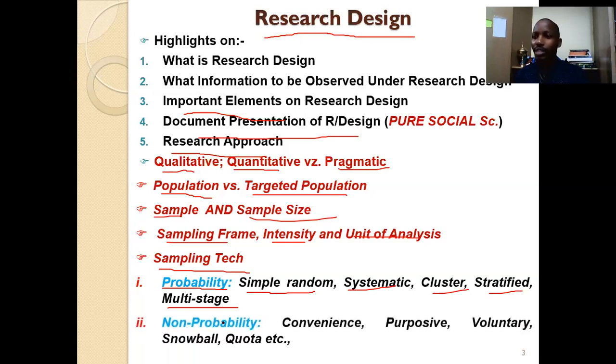Sometimes we need to use the so-called non-probability sampling. These are some of the strategies that a researcher should make clear from the beginning, before even going to the field for data collection. So in the research design, this information should be clearly indicated and well elaborated, for proper direction of how you are going to perform your work.